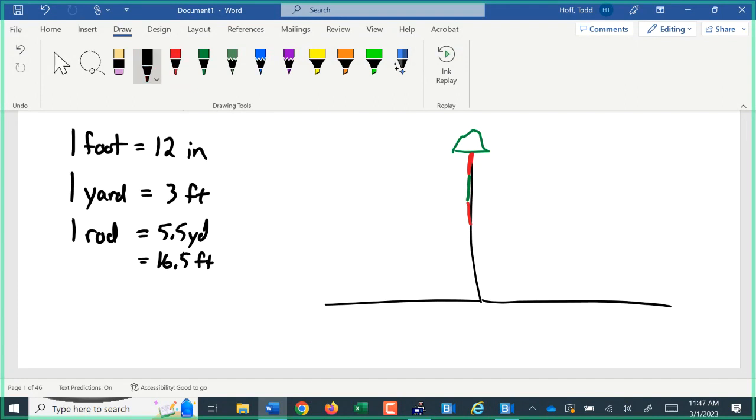Bigger than a rod, bigger than a yard. Again, there are other units in there like a furlong and several other units. We're going to jump up to a mile. 1 mile was 5,280 feet, or 1,760 yards.